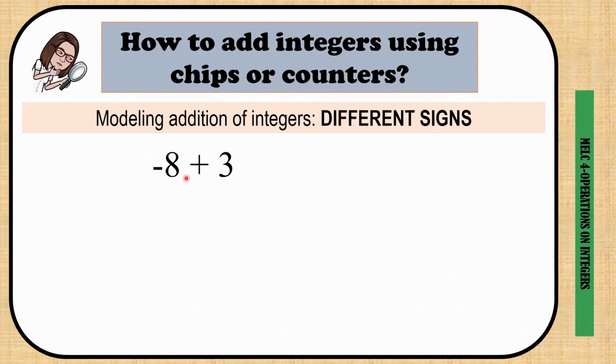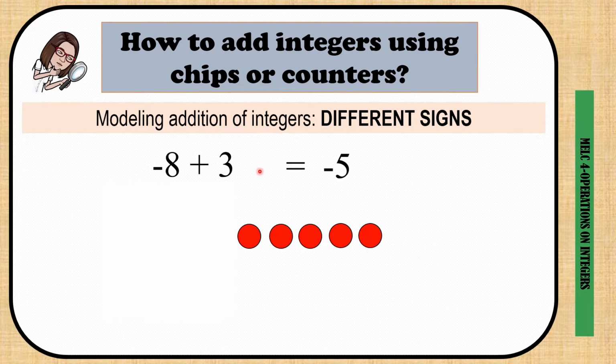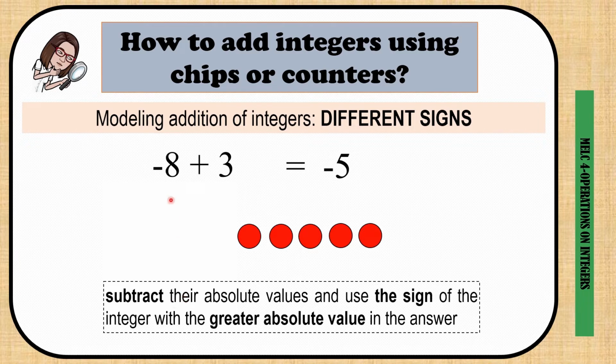Have this one. Negative 8 plus 3. Let us represent this with 8 red counters and 3 yellow counters. Now, you know the zero pairs, just remove the opposites. We have here the zero pairs, remove that. Then we will be having 5 red counters or chips, and that is equivalent to negative 5. So we subtract their absolute values again. 8 minus 3 is 5. And the greater absolute value is 8. Therefore, what is its sign? That is negative. And I will just copy the sign in my sum, which is 5. Therefore, the answer is negative 5.